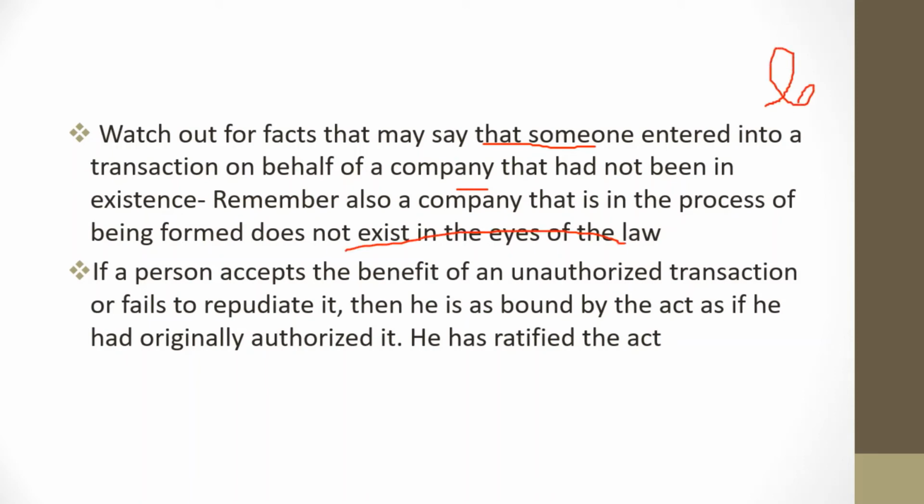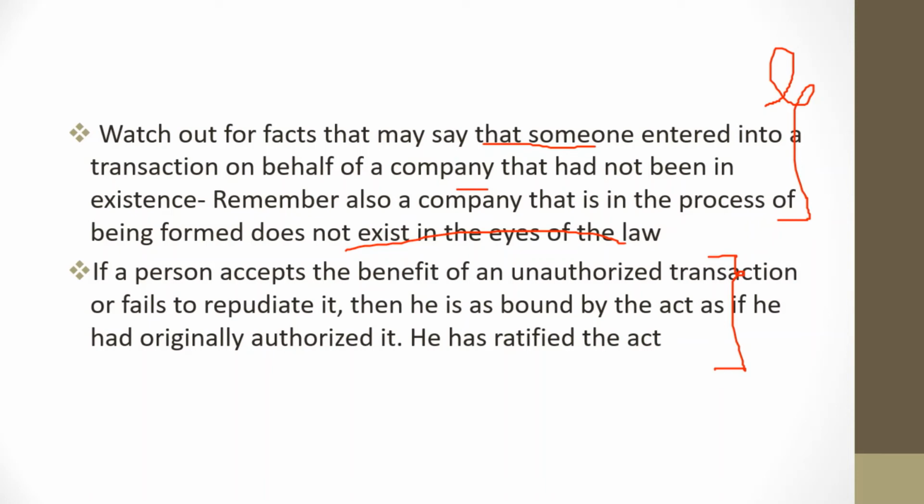So when you're reading ratification, watch out for simple details. Remember, the conditions are that the principal must be in existence and the transaction must be lawful. So if a person enters into a transaction on behalf of a company that has not yet been established according to the law, then the agency by ratification does not arise on behalf of that company, which in this case will be the principal. This is still an explanation of what ratification means, and you can have a look at it.